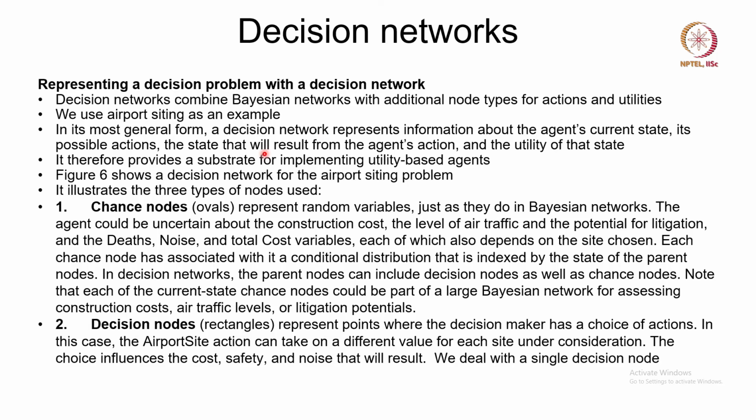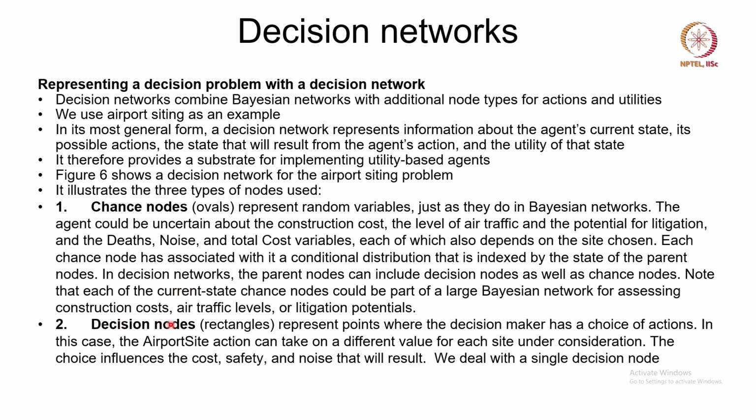Let us see what the various types of nodes are in a decision network. First of all, you have the chance nodes, which represent the random variables, just like we had in the Bayesian belief network. The things that come into the chance nodes are things like construction cost, air traffic, the potential for litigation, deaths, noise, cost. All these variables will be the chance nodes that you are going to use here.